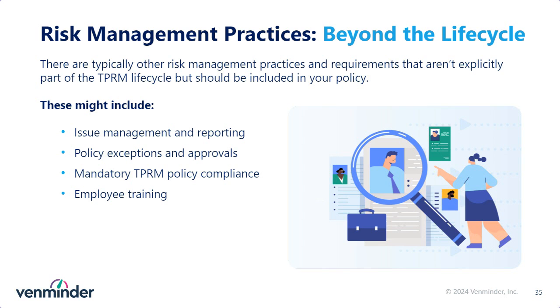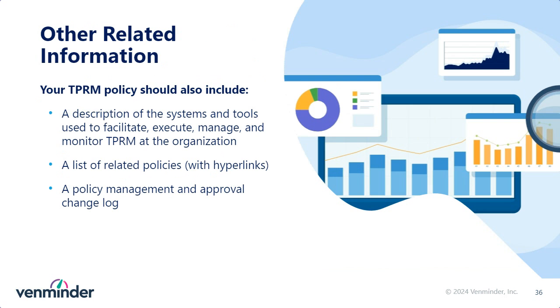Along those same lines, if there's requirements for specific employees to have third-party risk management training or certifications, that can be listed in your policy as well. We also should look at other related information. So what about a description of the systems and tools used to facilitate, execute, manage, and monitor third-party risk management? So you might say our system of record is our third-party risk management system, or contracts are captured and managed through this system.